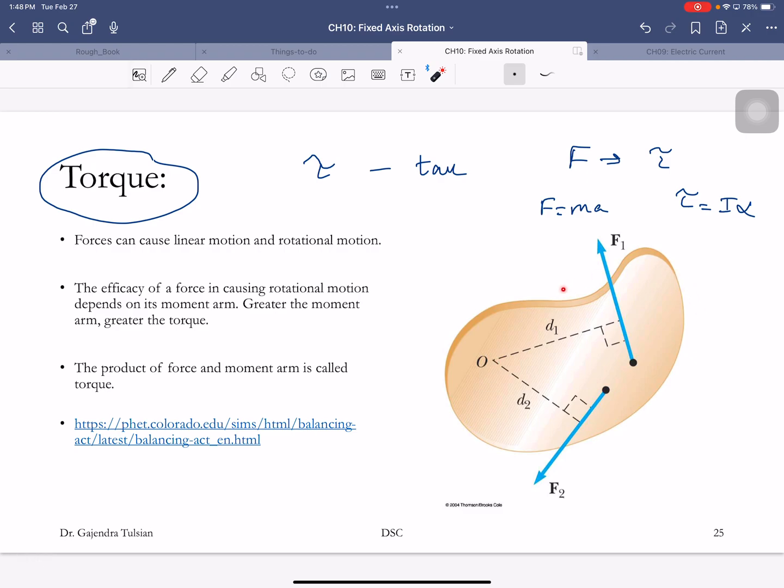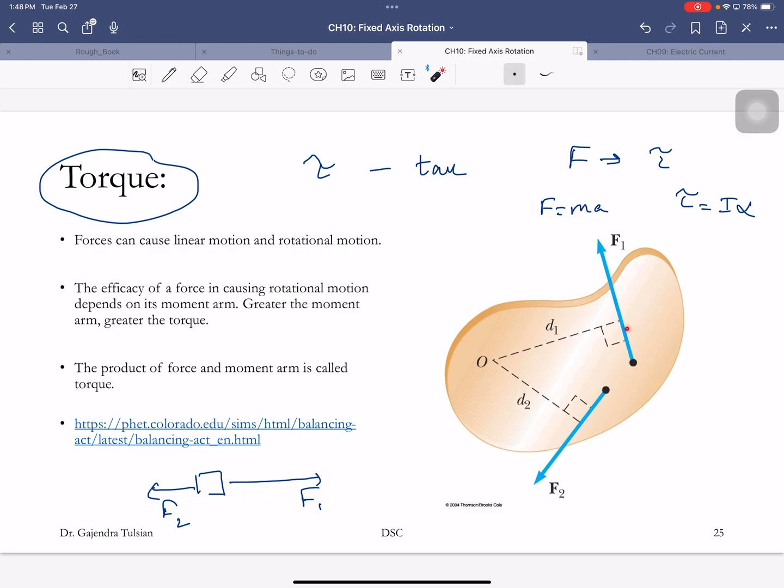So here's an object, and it's fixed to rotate about that axis. The axis is going into the board like that. If you push at this point, this object will want to rotate counterclockwise. Now this push will want to make it rotate this way. So which way is it going to rotate? If I push in this direction and somebody else pushes in this direction, which way will it move? Whatever force wins out, it moves in that direction.